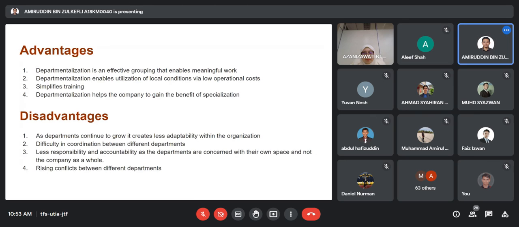Every advantage must have disadvantages. As departments continue to grow, it creates less adaptability within the organization. Second, difficulty in coordination between different departments. Next is less responsibility and accountability, as departments are concerned with their own space and not the company as a whole. They think they only have to perform in their own department. And lastly, rising conflicts between different departments.